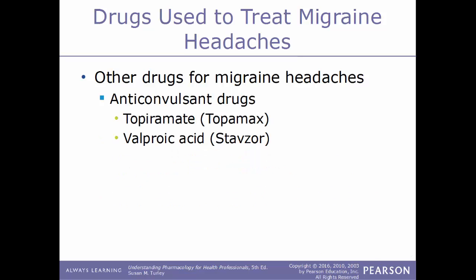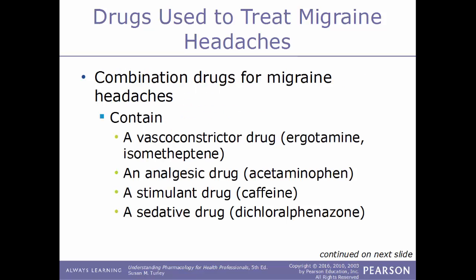The other types of drugs that are used for migraines are anticonvulsant drugs. And drugs that would fall under this category would be topiramate, also known as Topamax, valproic acid, also known as Stavzor. You often find drugs that are used in combination with one another to treat migraines.